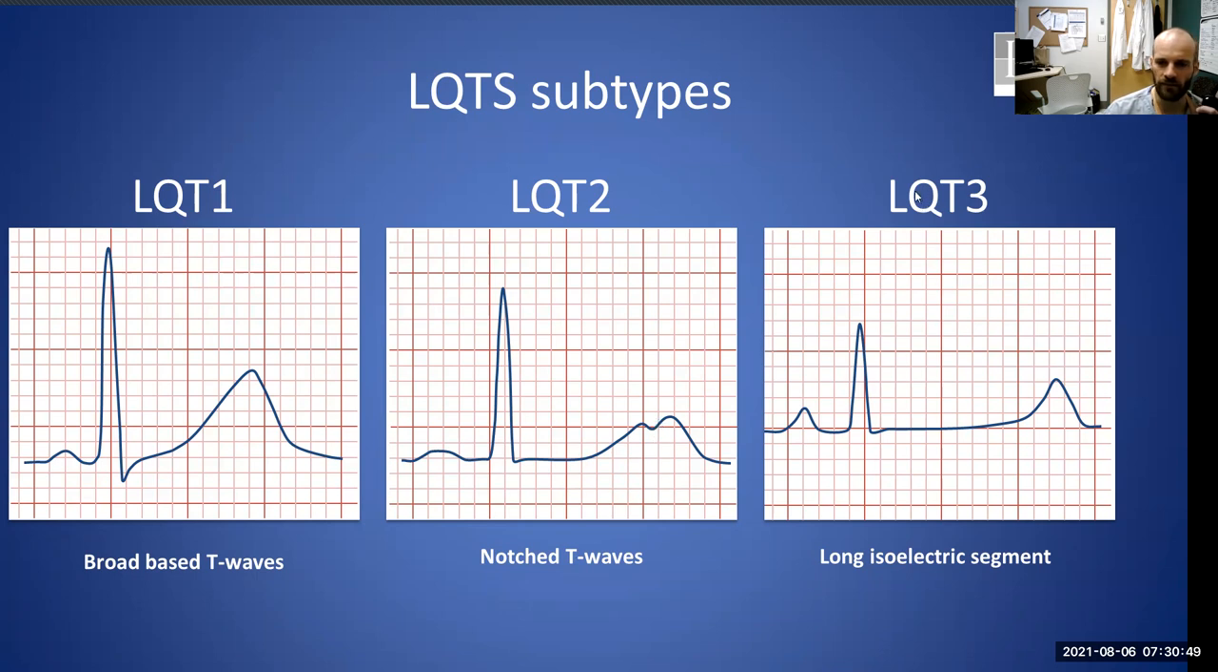For long QT3, you often get a very long isoelectric segment before your T wave starts. So compare long QT3 to long QT1. Here, the T wave starts pretty much straight after the QRS complex, whereas here in long QT3, you're getting this very long isoelectric segment before you get a T wave at the end here. So those are the textbook descriptions of what these things might look like.